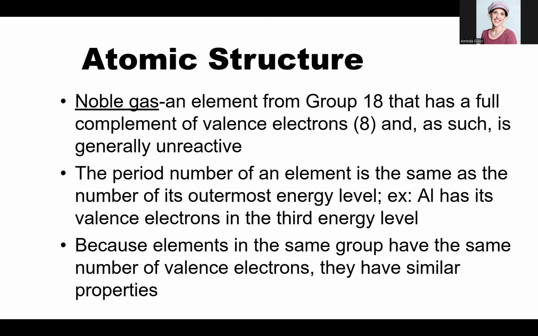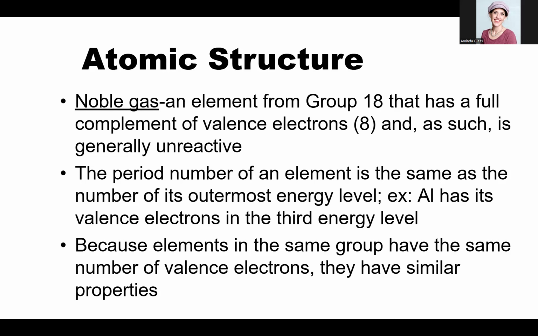They only react to become more stable. Once they have 8 valence electrons, they are stable. And so it's extremely difficult to get them to react. Under extreme circumstances, scientists have tried to force reactions, and they were able to do that with xenon and fluorine, but it wasn't a stable compound. So it was just an extreme situation just to see if it were possible.